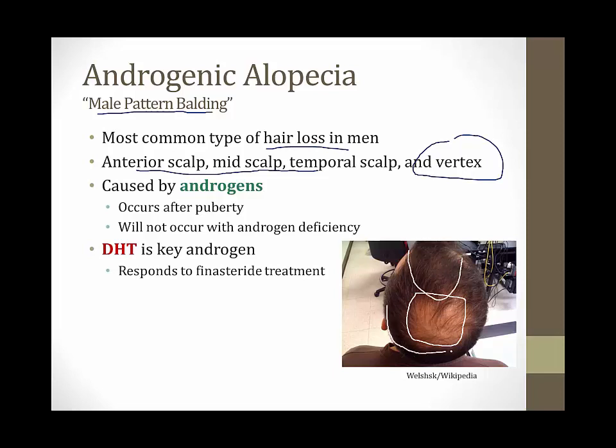Interestingly, the sides and the back of the head typically do not have hair loss in this condition. If you see men that have hair loss there, that's usually for some other cause. It's often seen in people who are undergoing chemotherapy. This pattern of balding is caused by androgens. It occurs after puberty, and it will not occur in men who have an androgen deficiency. It requires androgens. And DHT is the key androgen, and we know this because this type of balding responds to finasteride treatment. So finasteride lowers the levels of DHT, and it minimizes the hair loss in this condition.